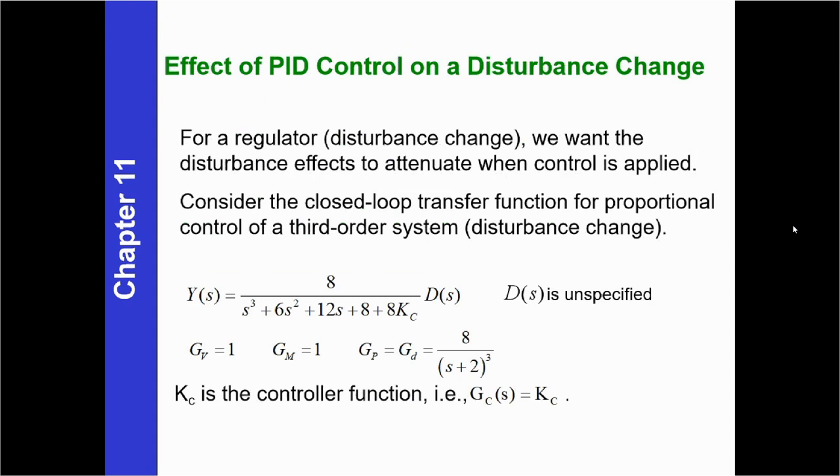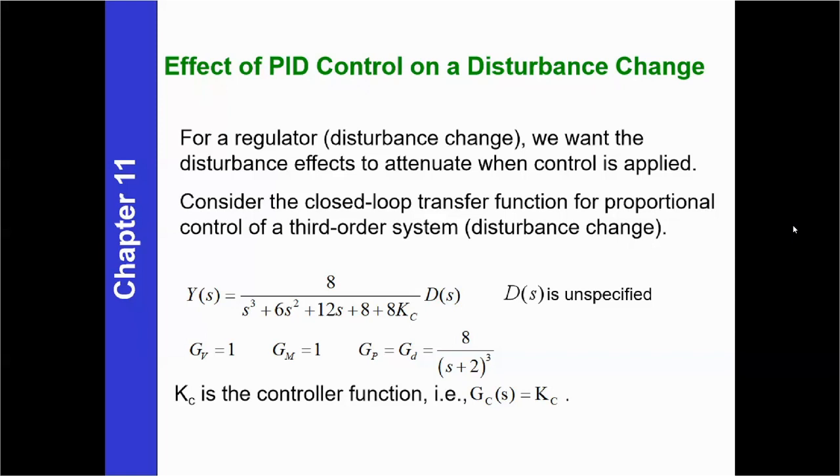So now we look into the effect of proportional, integral and derivative control, or PID control, on a disturbance change. For a regulator, where disturbance changes exist, we want the disturbance effects to attenuate when control is applied. So if we consider the closed loop transfer function for proportional control of a third order system for the disturbance change, then Y(s) equal to 8 over s cubed plus 6s squared plus 12s plus 8 plus 8 Kc, times D(s). In this case, we still consider the s as unspecified.